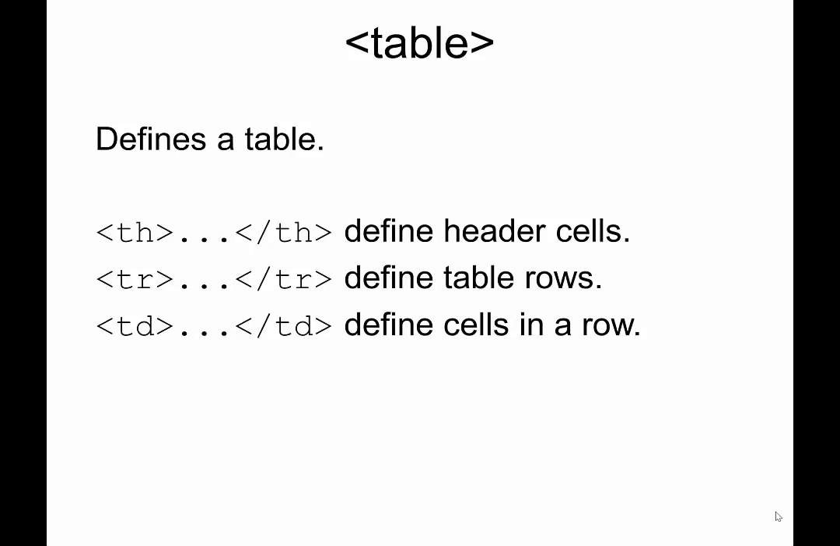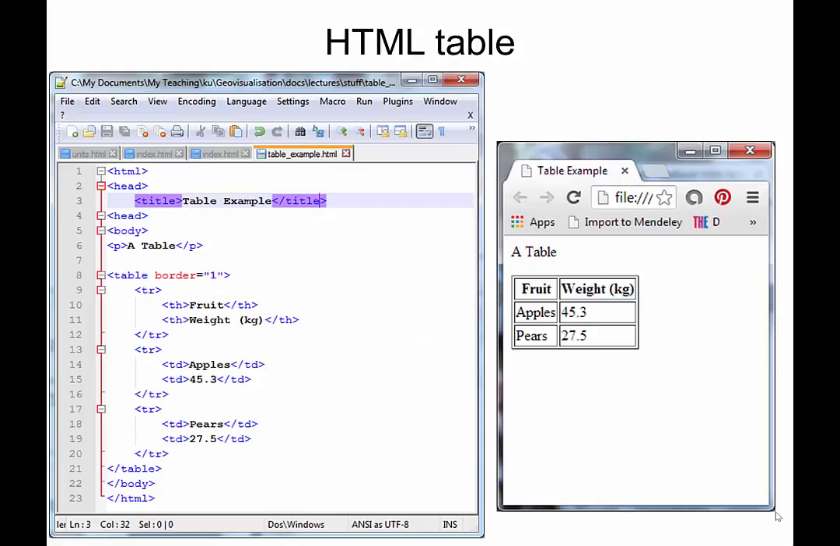Okay, tables. This probably should have come before the entities, but never mind. Tables are easy. We have the table tag, which defines a table. Then you have TH, which defines header cells, TR for table rows, and TD for cells in a table. Well, that's all very well, but what does one actually look like? So here's a table. It starts there, ends there. In this case, I've got border 1. I've set the attribute for the border to equal 1, which means draw a border. And there we've got a table.